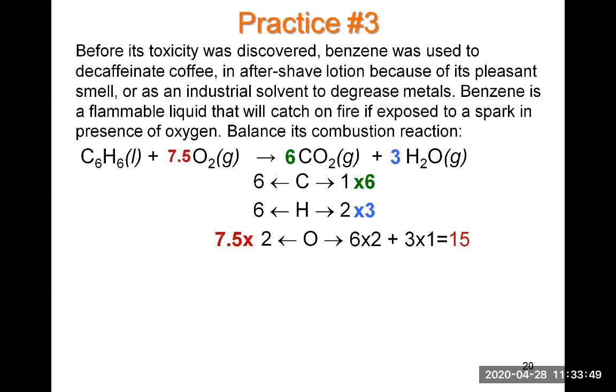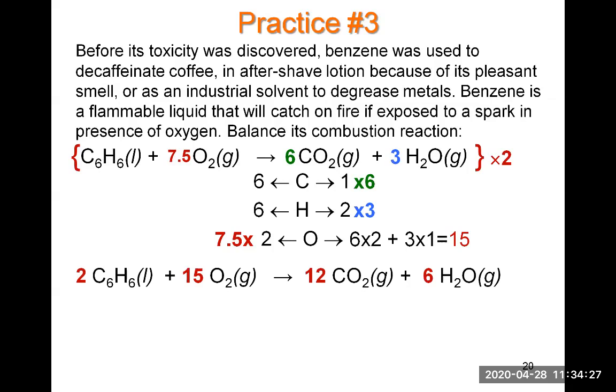However, as you know, we cannot keep a coefficient in the shape of a decimal or a fraction. So that means we will need to multiply all coefficients by 2. By 2 here because we have 7.5, and 7.5 multiplied by 2 will be an integer, a whole number. So multiplying the coefficient in front of C6H6, it's a 1 now, so multiplying by 2 means you will have 2 benzene.